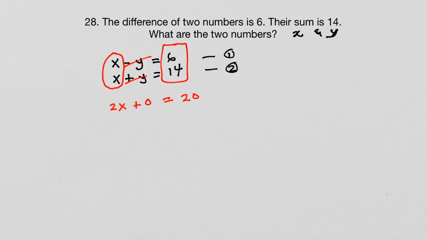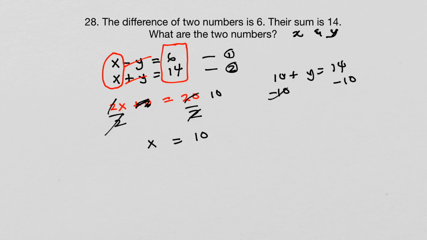Now we can solve the one-step equation. Divide both sides by 2. The 2 will cancel out. 20 divided by 2 is 10. Now that we know x equals 10, we can use any of the two equations to solve for y. I'm using this equation: 10 plus y equals 14. Subtract 10 from both sides to get y equals 4.